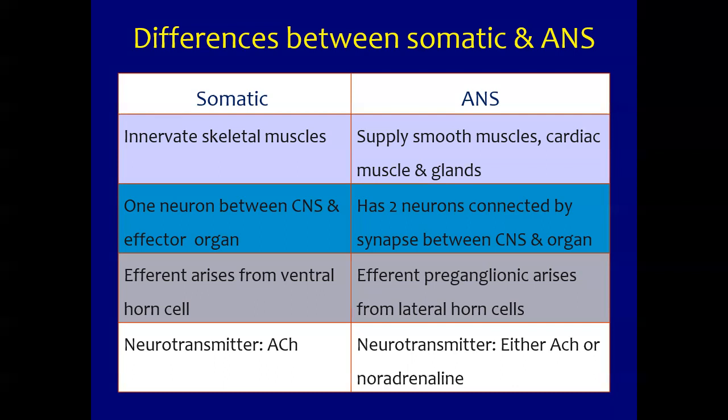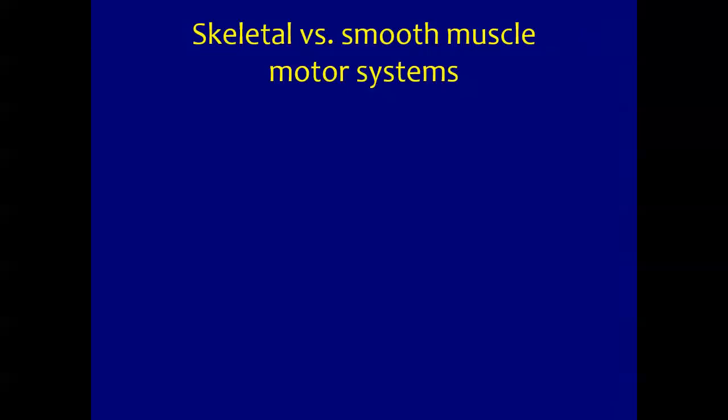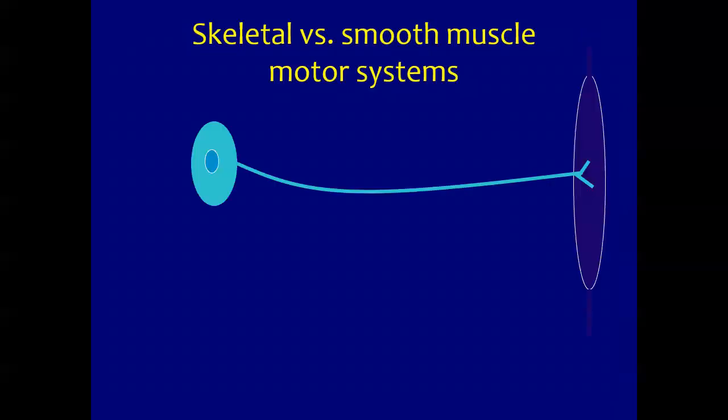In the case of the autonomic nervous system, there are two neurotransmitters, depending on whether it is parasympathetic or sympathetic: it can be acetylcholine, or it can be noradrenaline. So these are the fundamental differences between the somatic and autonomic nervous systems. Regarding skeletal versus smooth muscle, there is only one neuron in skeletal muscle, coming from the spinal cord and directly innervating the skeletal muscle, and the neurotransmitter here is acetylcholine.